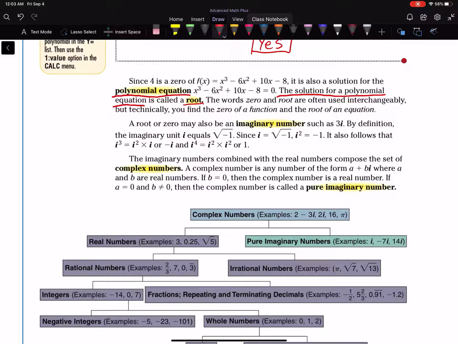And that's what this little sentence is saying. It says the word 0 and the word root are used interchangeably. So if you're finding the zeros, you are also finding the roots. And if you're finding the roots, you're also finding the zeros. They basically mean the same thing.